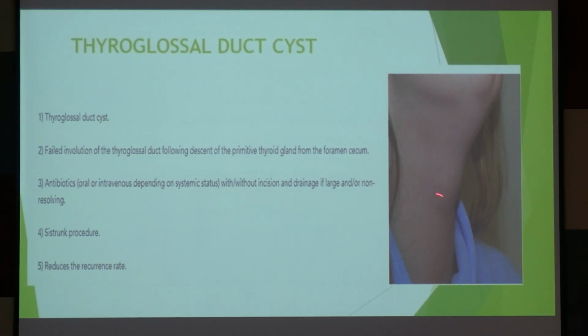Okay. The typical area is just below your mentum. Around your hyoid bone, there is a swelling that moves up and down with deglutition and with protrusion of your tongue, right? This is the typical history, typical examination, okay? Thyroid swelling moves up and down with your deglutition, but does not move with protrusion of tongue. But here, it moves, right?